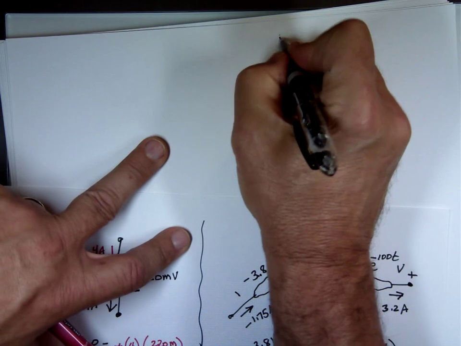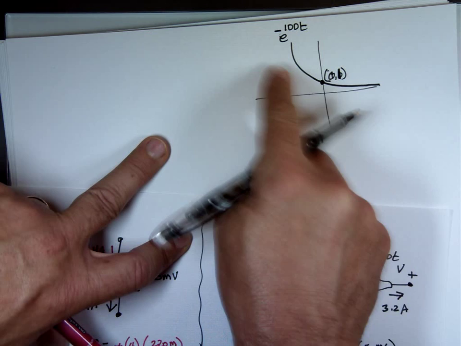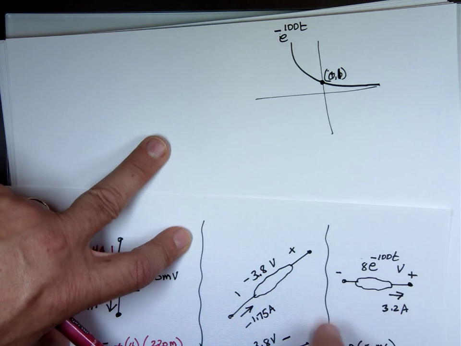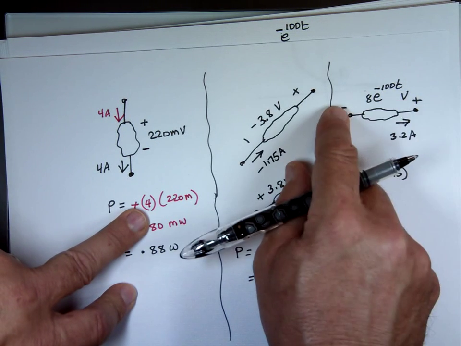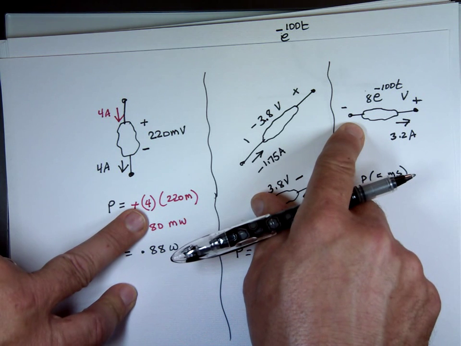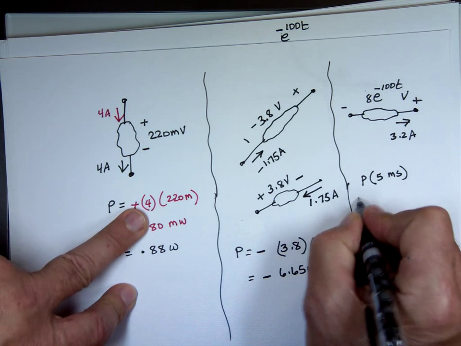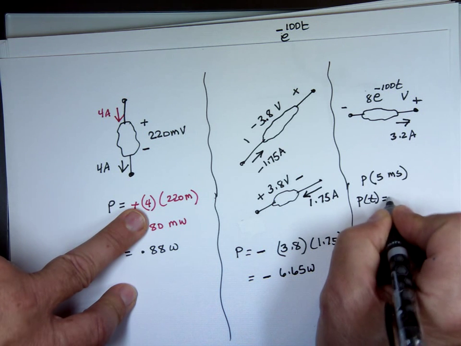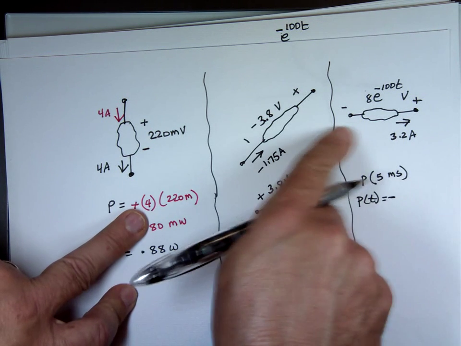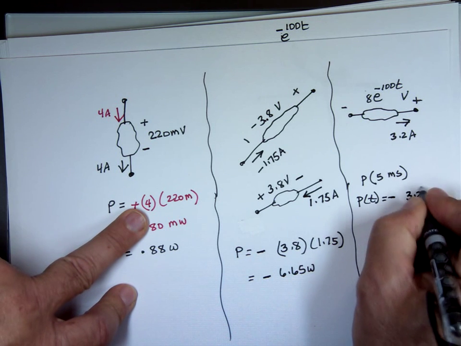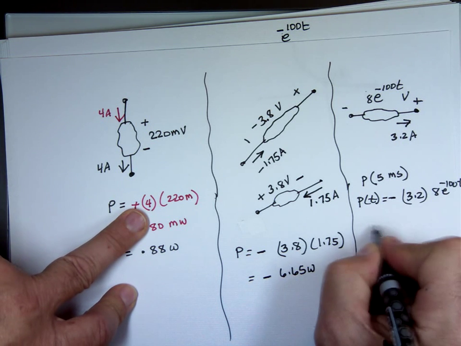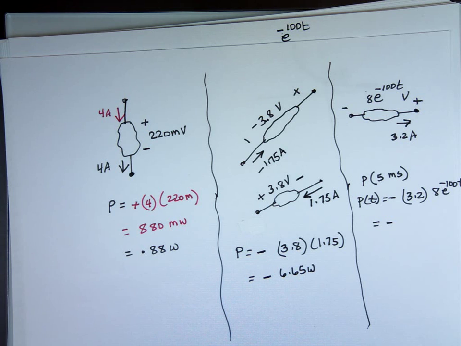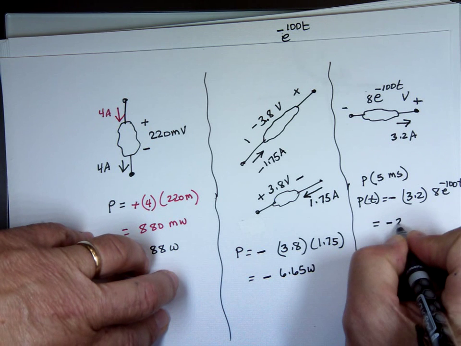Notice the value is always what? Positive. You multiply it by 8, still positive. So this is a positive value. I don't have to switch it. Minus here, plus there. We have the current entering which end? Negative. So the power as a function of time will be negative, because you have the plus current entering this end, 3.2 times 8e to the minus 100t. Negative, what's 3.2 times 8? 25.6 e to the negative 100t.